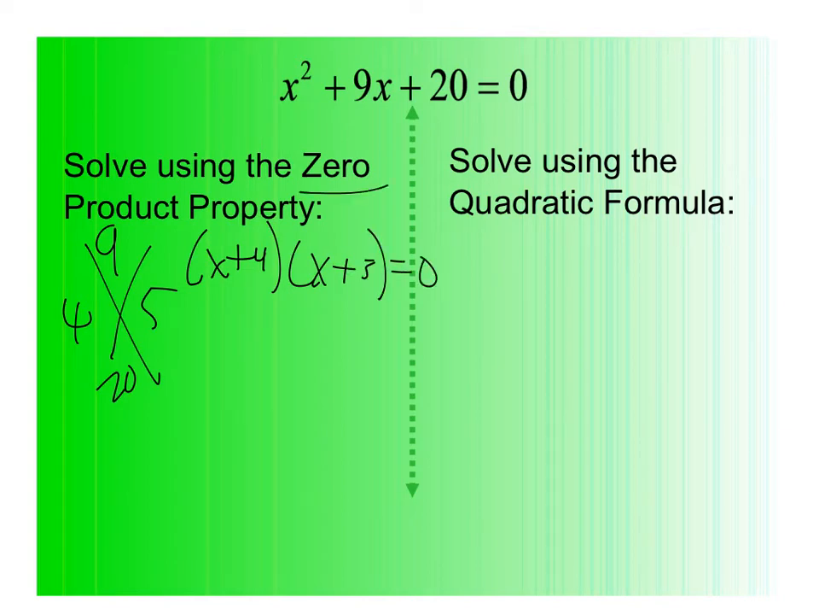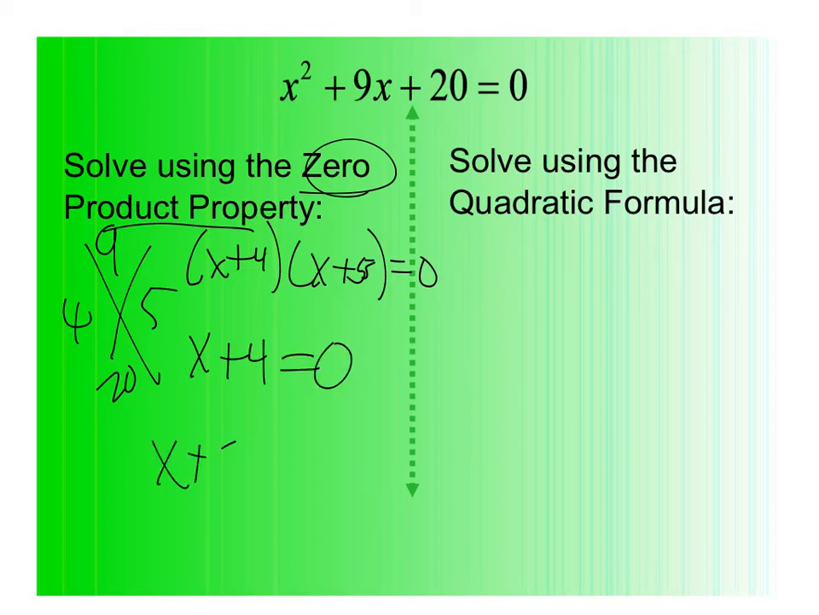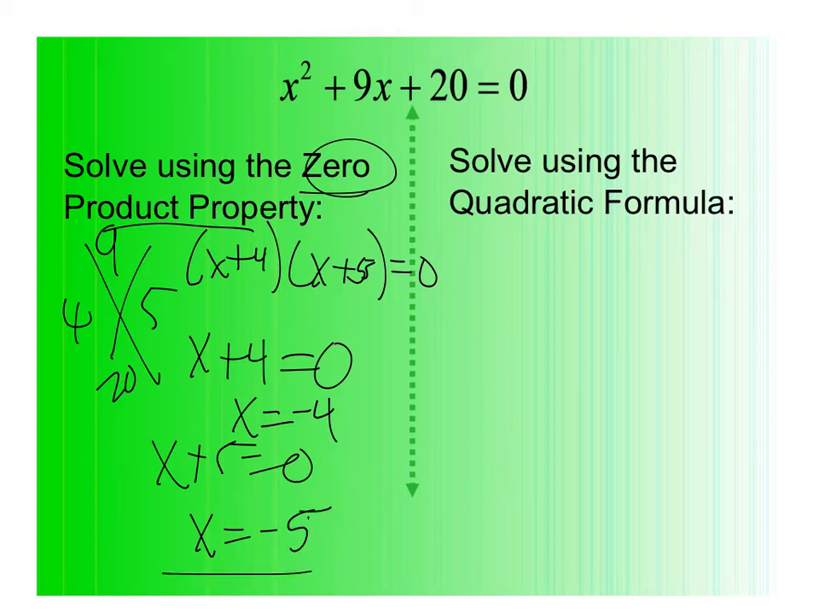Now, zero product property says, if I have two things that multiply to 0, I set each part equal to 0. So x plus 4 equals 0, and then I have x plus 5 equals 0. So solving just becomes, well, x equals -4, x equals -5. X equals -5. There's my answers.